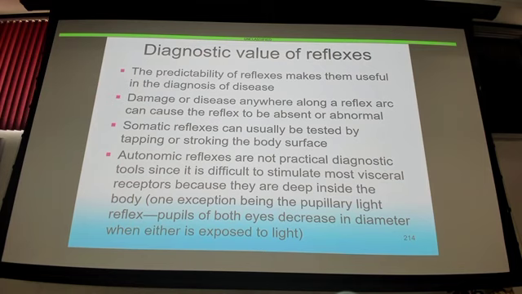We're not doing physical exam just yet. You're starting to learn some of that this semester. Reflexes can tell us a lot, though, because they're predictable. They're repeatable. If it's a somatic reflex, we can test it very easily. And so if you have a problem with a reflex, diminished, hyporeflexive, that means you have damage or disease somewhere along that reflex arc. So we use somatic reflexes to test and figure out if we have a problem with that. Autonomic reflexes we do not use, other than the pupillary light reflex.